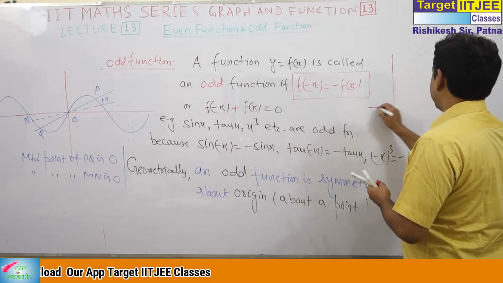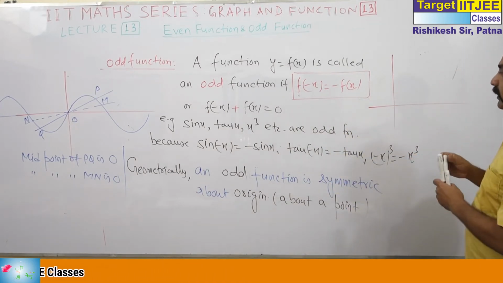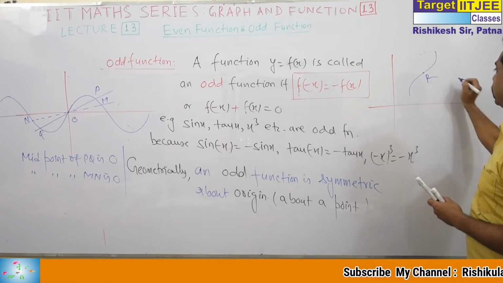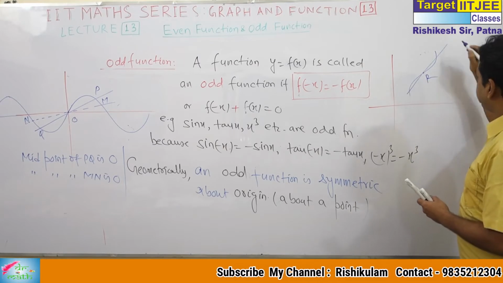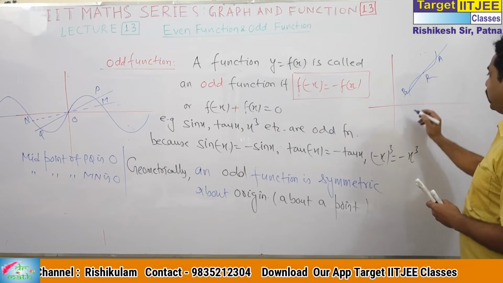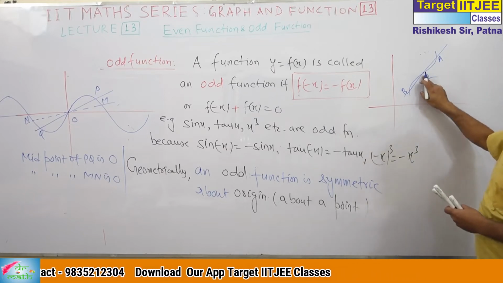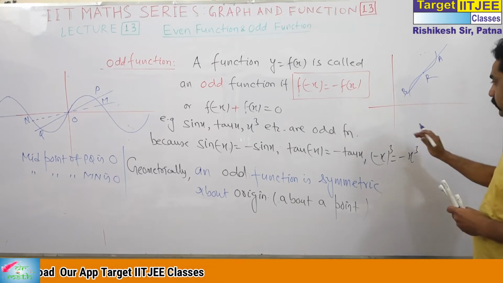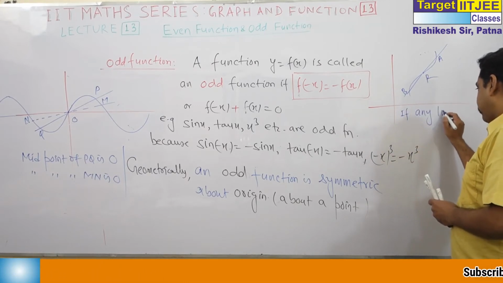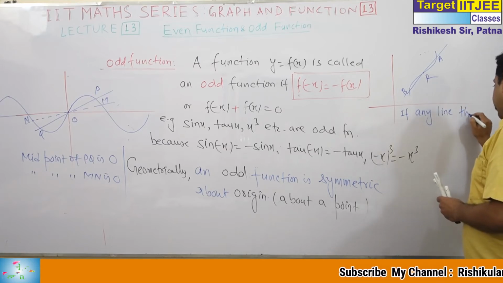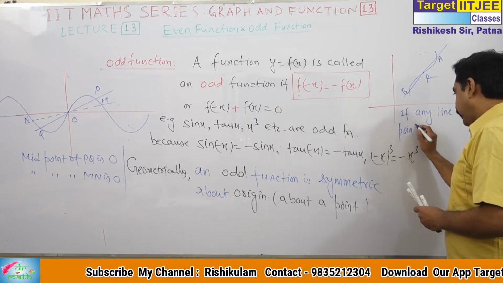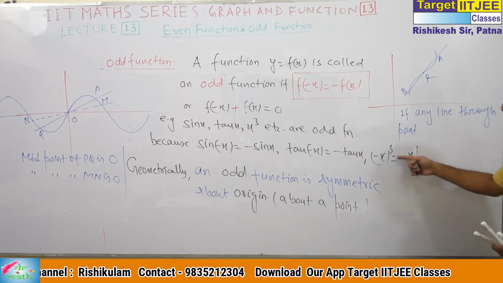Suppose we have a graph. Consider this graph. Suppose this is point R. Draw a line AB. If the midpoint of AB is R, then this is symmetric about point R. It means that if any line through R, any line through point R, in the figure I am giving only one line.